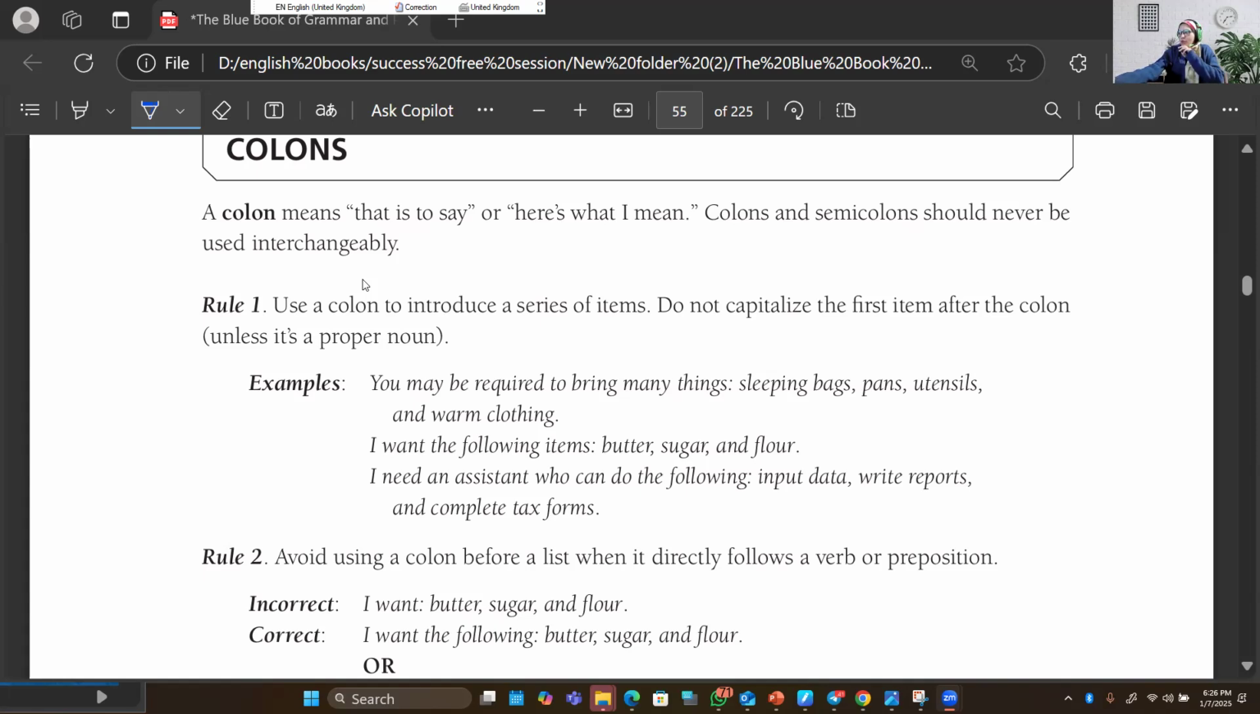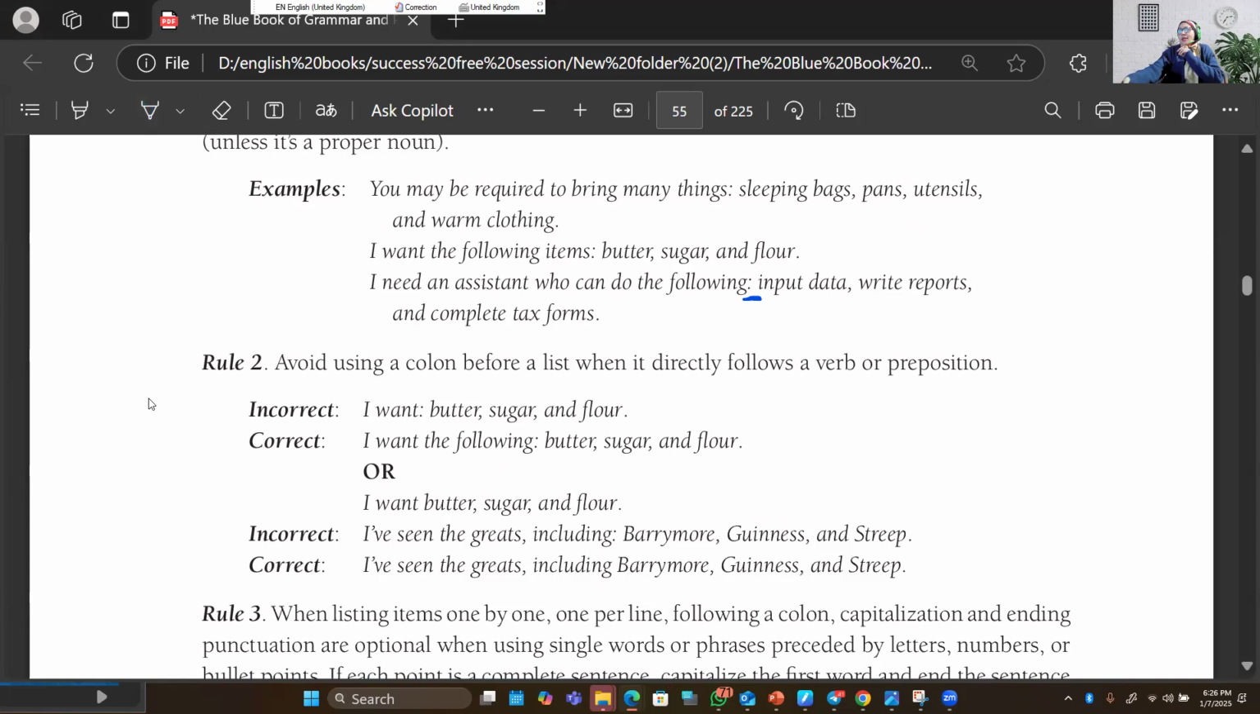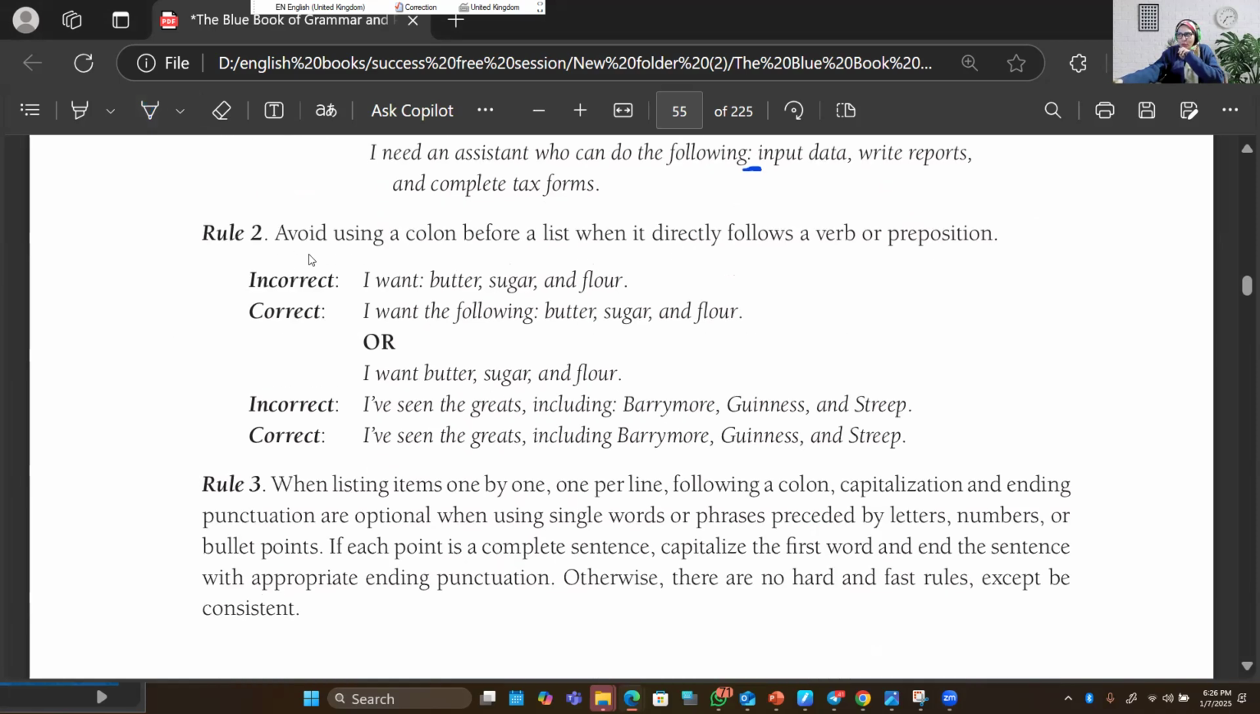I need an assistant who can do the following, that is to say: input data, write reports, and complete tax forms. Okay? The second point about the colon is to avoid using a colon before a list when it directly follows the verb or preposition. For example, I want butter, sugar, and flour. No, it's not allowed to use a colon here.